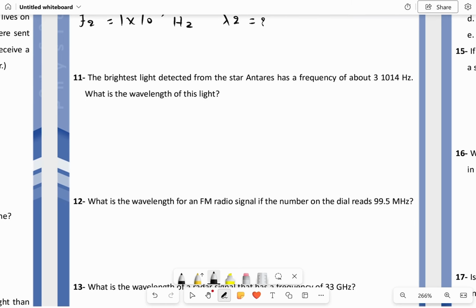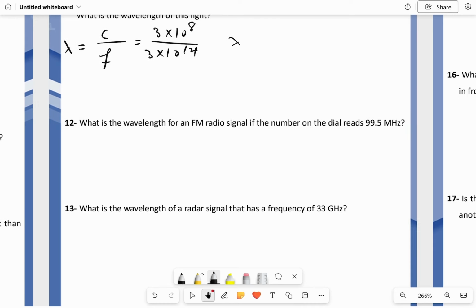We have question 11. The brightest light detected from the star Antares has a frequency of about, this is wrong, this is 3 times 10 to the power of 14 hertz. What is the wavelength of this light? Wavelength is equal to C divided by frequency. Then we have 3 times 10 to the power of 8 divided by frequency, which is 3 times 10 to the power of 14. Make sure to calculate that and find the wavelength.